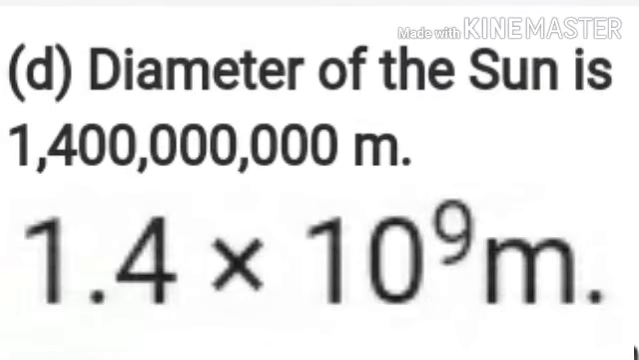D. Diameter of the sun is 1,400,000,000 meter. We write it in standard form: 1.4 into 10 to the power 9 meter. You know, decimal should always be put after one digit. So we put the decimal after 1.4, and the decimal will shift 9 places to the left. So 1.4 into 10 to the power 9 meter. So the diameter of the sun is 1.4 into 10 to the power 9 meter.